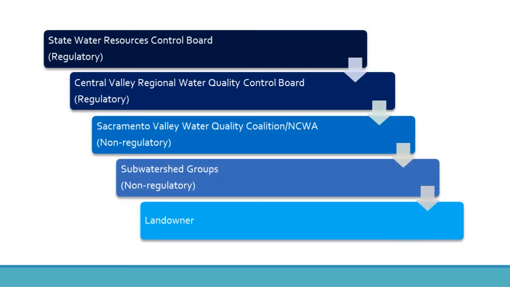And to end, just another reminder of the framework of the ILRP and the Coalition. The State Water Board and Regional Board mandate and manage the program, and the Coalition is the go-between for you, the member, and the regulatory agencies. However, the Coalition is not the regulator. We are here to help you comply with the state-mandated program with the help of our Subwatershed groups.